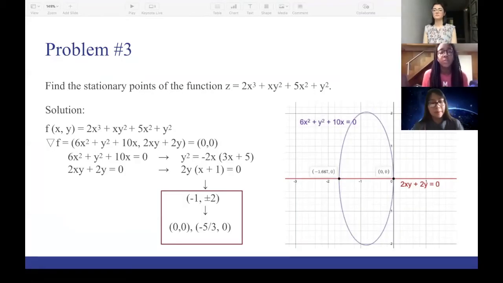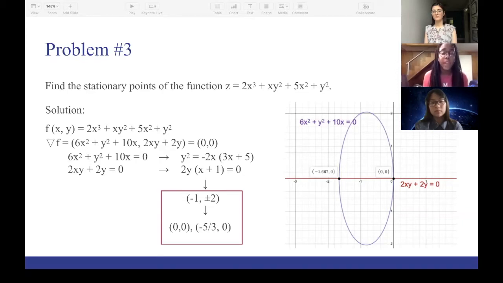So for our third problem, we were to find the stationary points of the function z equals 2x cubed plus xy squared plus 5x squared plus y squared. So for our solution, we took the gradient of the function, which gave us the derivative with respect to x, which is 6x squared plus y squared plus 10x, and then the derivative with respect to y, which is 2xy plus 2y. And we set each of those partial derivatives equal to 0, and that gave us y squared equals negative 2x times the quantity 3x plus 5, and 2y times the quantity x plus 1 equals 0.